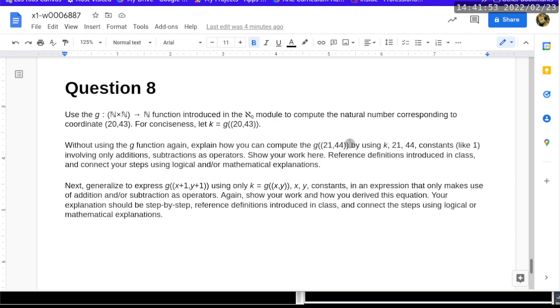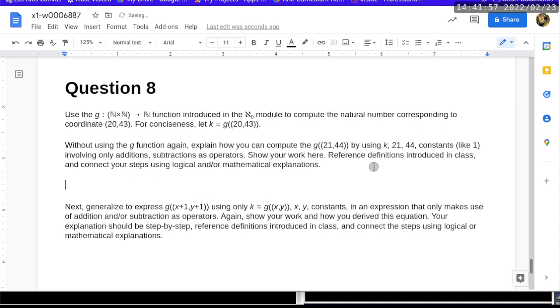Okay, so I am going to do this part first, which is trying to compute G of 2144 using K, 21, 44, and constants, and then just additions, subtractions, and whatnot. Okay, so let's go ahead and work with this.